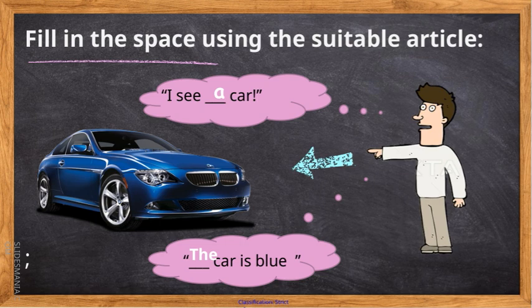The key point here is understanding when to use the versus a. The is used for specific or known objects, while a is used when we're talking about something not specifically identified or mentioned for the first time. These articles are fundamental building blocks in English because they help us clarify whether we're referring to something specific or just any one of a kind. Connecting this to the overall theme of our presentation, mastering the use of articles helps improve clarity and communication, especially in describing objects or things around us. So, always pay attention to whether the noun is specific or general to choose the correct article.